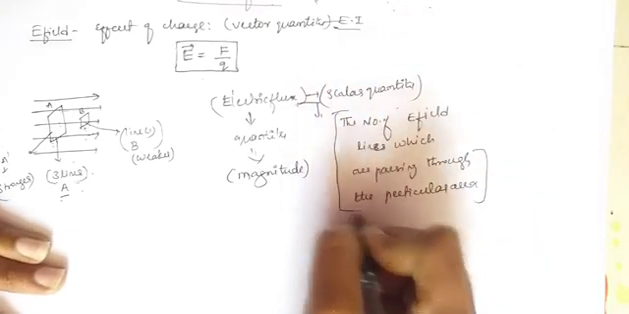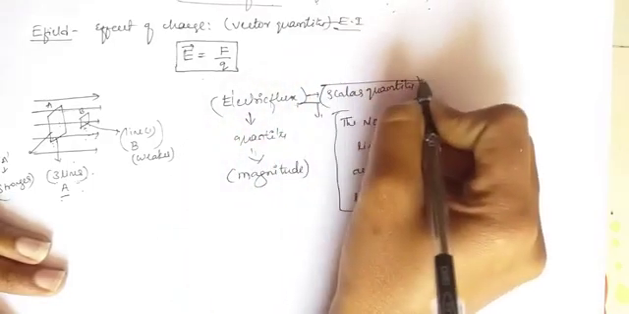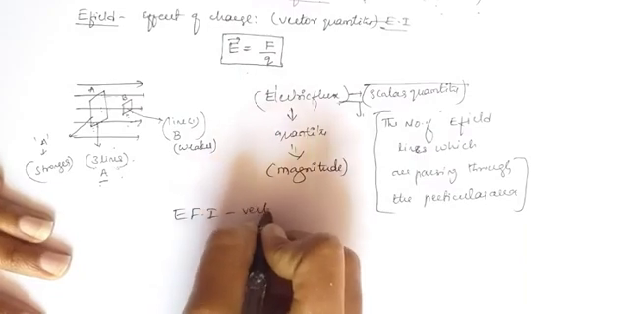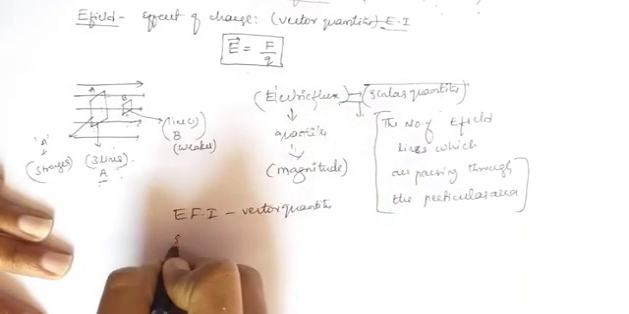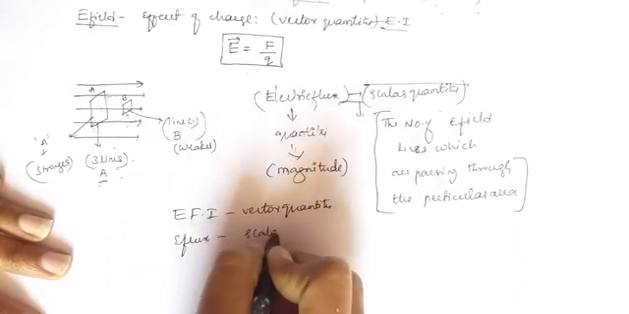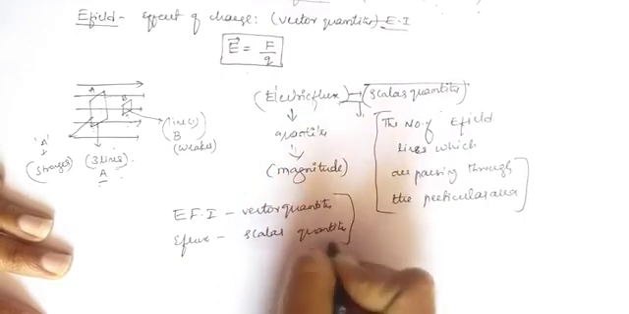It has no direction, it has only magnitude, so that's why it is a scalar quantity. So electric field intensity is a vector quantity, and electric flux is a scalar quantity. Okay, so here let us consider one example.